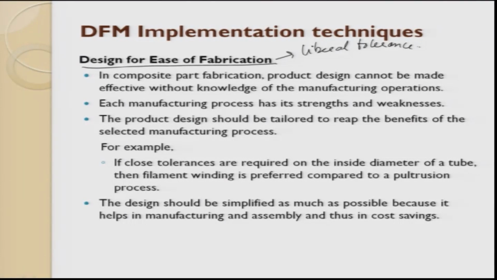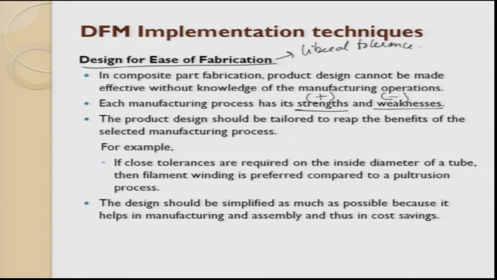Give liberal tolerance. So in composite part fabrication, the product design cannot be made effective without the knowledge of the manufacturing process. Each manufacturing process has its strength and weakness. So there is nothing called a universal solution for producing a part. It depends on the size, batch size, and the raw material, and then you try to produce a part. Any process used for manufacturing has its strength and weakness. It has plus, it has minus. You have to judge within these two and choose the process.